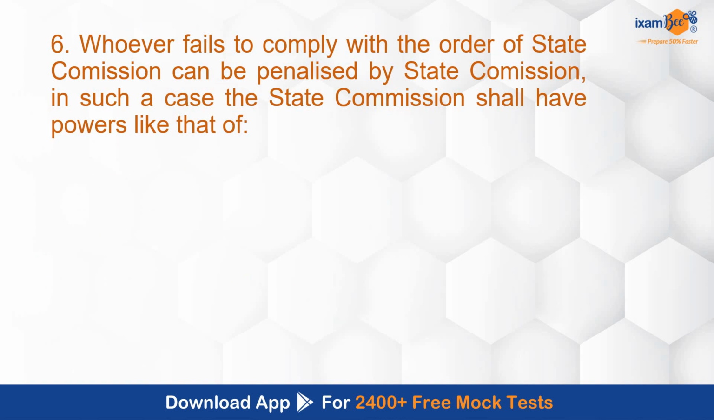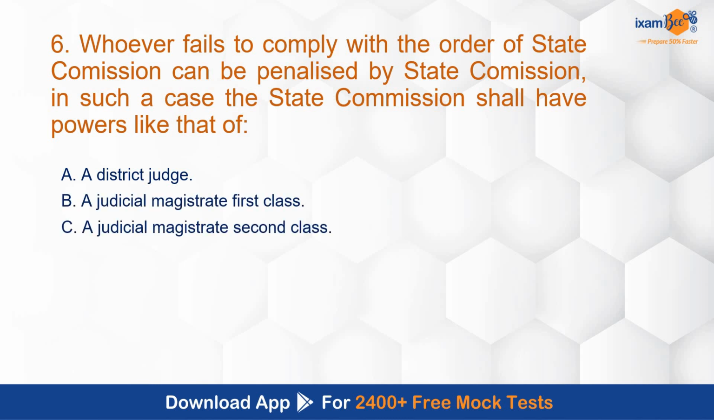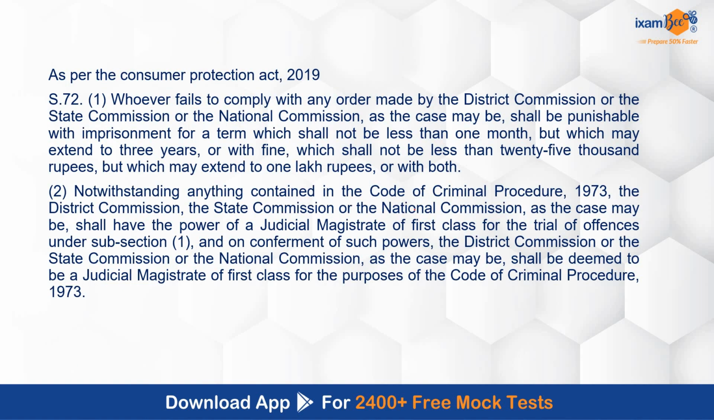Question number 6. Whoever fails to comply with the order of State Commission can be penalized by State Commission. In such a case, the State Commission shall have the powers like that of District Judge, Judicial Magistrate of First Class, Judicial Magistrate of Second Class, Session Judge, High Court. Correct answer here is B, Judicial Magistrate of First Class. This is section number 72 of Consumer Protection Act.